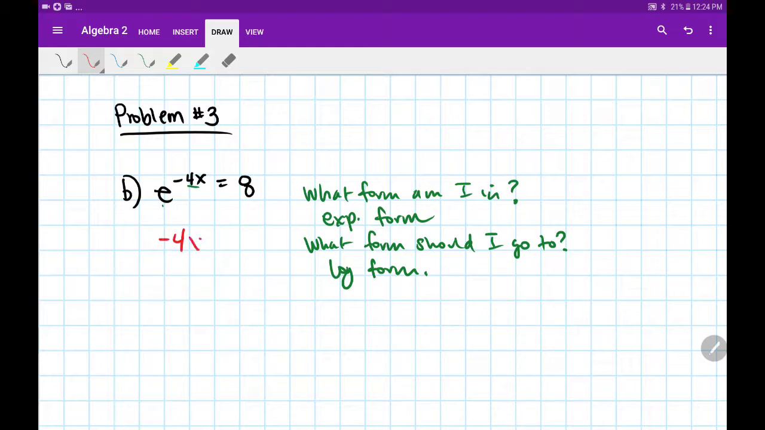Bring down the exponent, -4x equals ln of 8. Hey, that's nice now because I can actually get x by itself. All I have to do to solve for x is divide both sides by -4. So that will leave me with x equals ln of 8 divided by -4. Now, I kind of jumped the gun here. I should actually use my calculator to see what ln 8 is. So give me a quick second. I'm going to go grab a calculator. Didn't really think this one through.